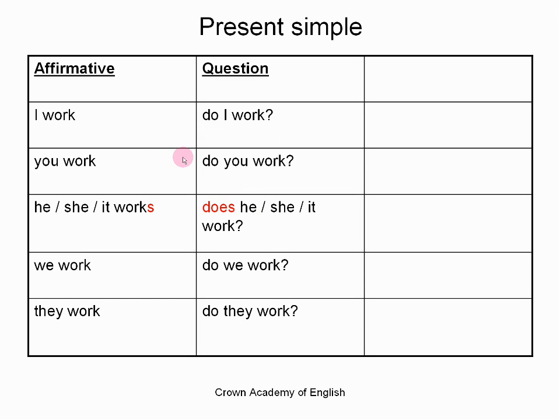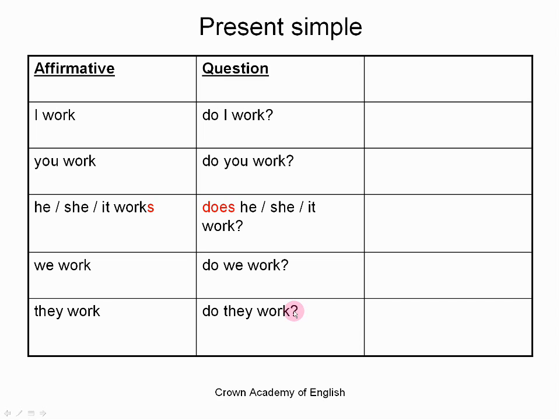Then the we form is the same. We simply add the word do to the beginning of the sentence. So we go to do we work, and then the they form is do they work. So they work becomes do they work. Okay, and obviously in all of these examples, when you're writing it, you put the question mark at the end of the sentence to show that we are asking a question.